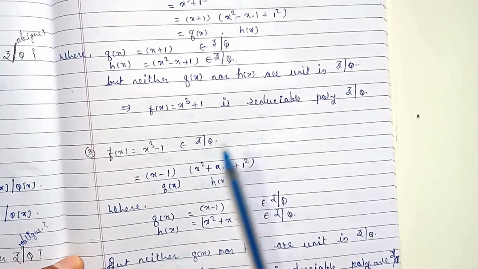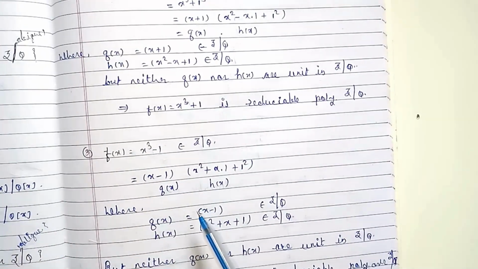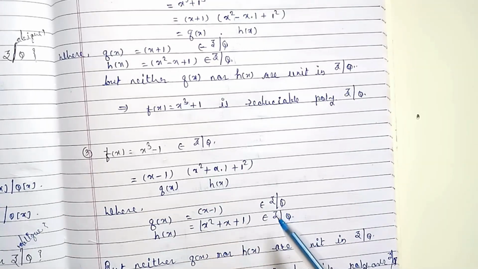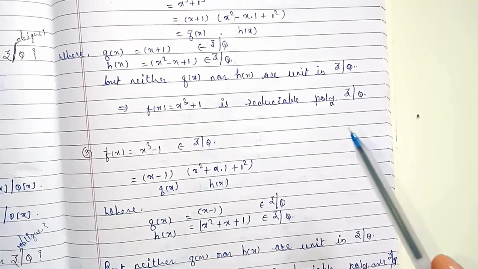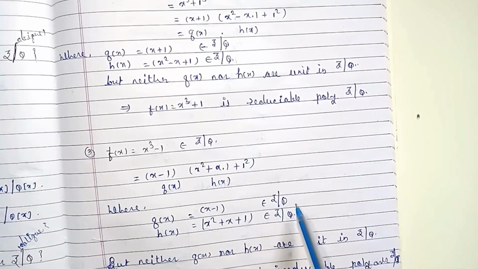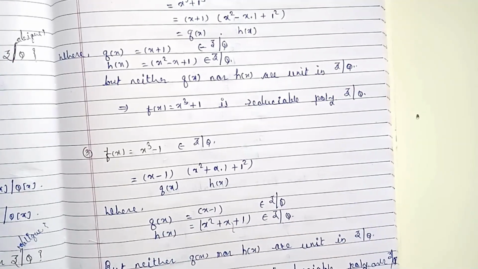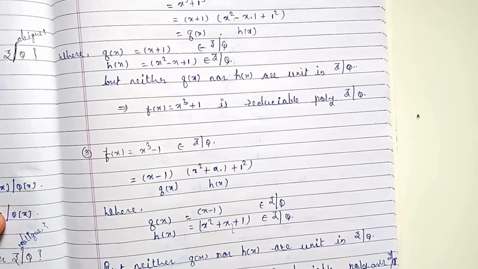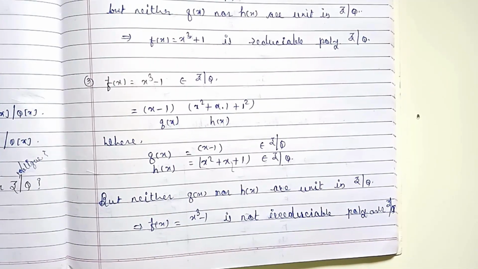We just have to factorize our polynomial f of x into g of x and h of x, and show that both of these belong to our ring and none of them is a unit. In this condition, we say that it is a reducible polynomial. Here we can see that the factorization belongs to our ring and none of them is a unit. So neither g of x nor h of x is a unit in Z[x]. So f of x, which is x cube minus 1, is not an irreducible polynomial over Z[x] or Q[x].